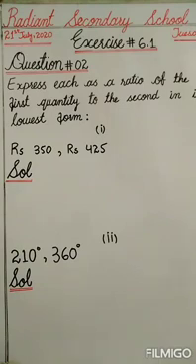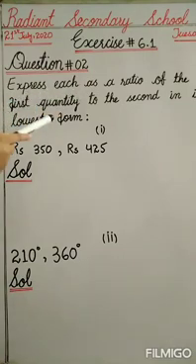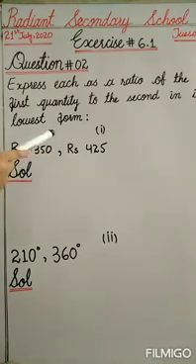Class, we are done with question number 1 of exercise number 6.1, and in today's lecture we will do questions number 2, 3, 4 and 5 of exercise number 6.1. Now question number 2 is: express each as a ratio of the first quantity to the second in its lowest form.